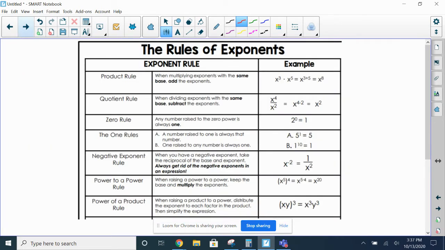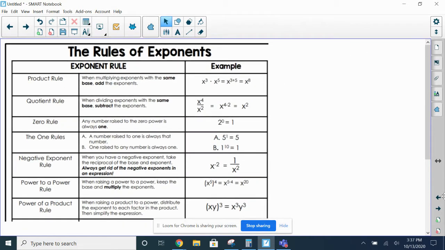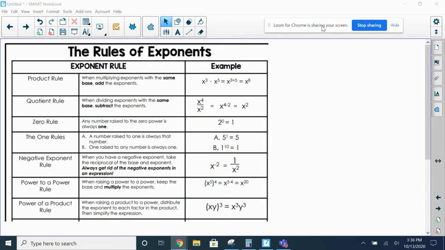All right, so I am going to review the rules. I'm going to walk you through, and I'll post this chart to our Schoology page. I'm going to walk you through this chart, and then I'm going to teach you a song to help you remember the difference between our product rule, our quotient rule, and these power rules we just learned.